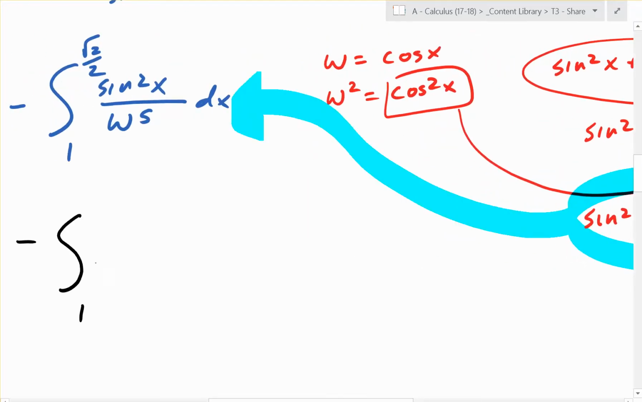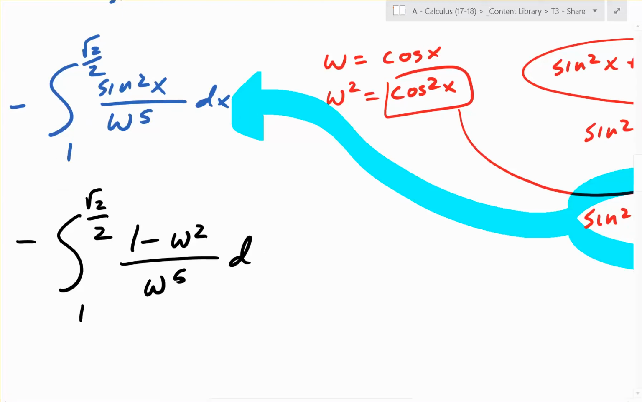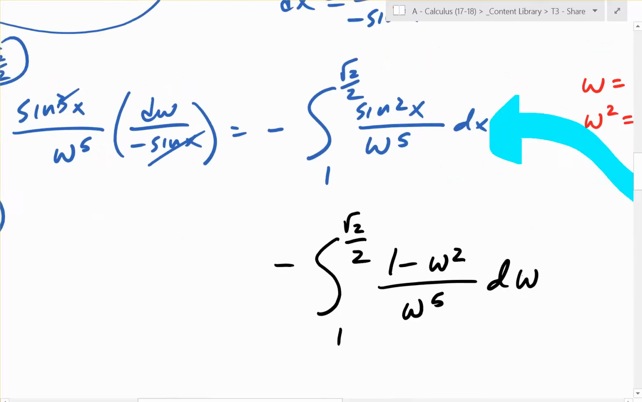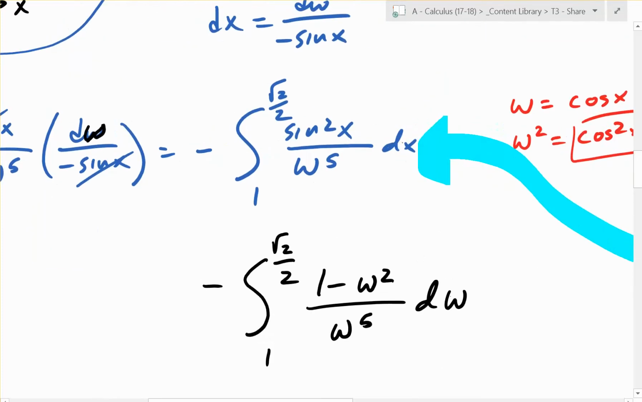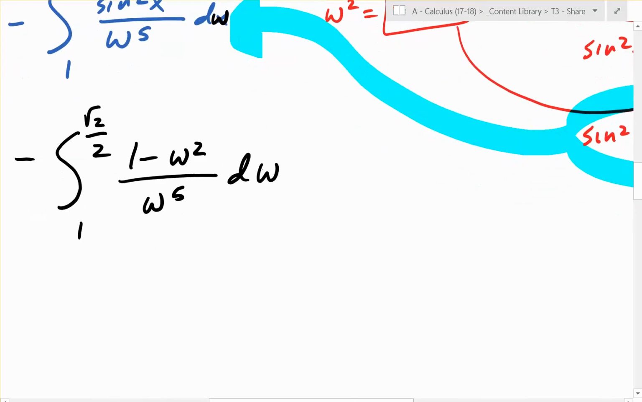Negative integral from root 2 over 2 to 1 of 1 minus w squared over w to the fifth dx. Sorry, dw. Did we do the substitution? We did, and I didn't place it. It should be dw right there. Notice when I plugged it in here, this should have been a dw. Sorry. Okay, so we have this.